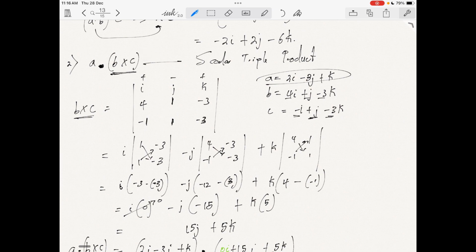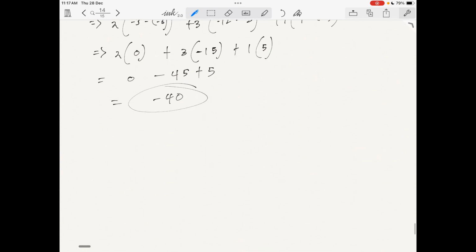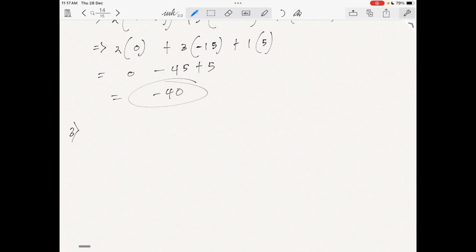So finally, there is another question related to that. We have the vector triple product, A cross into B cross C. Now, recall that our A is equal to 2i minus 3j plus k, and our B is equal to 4i plus j minus 3k, and our C is minus i plus j minus 3k.